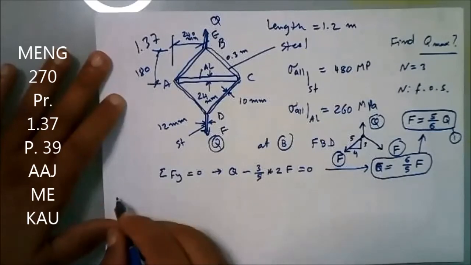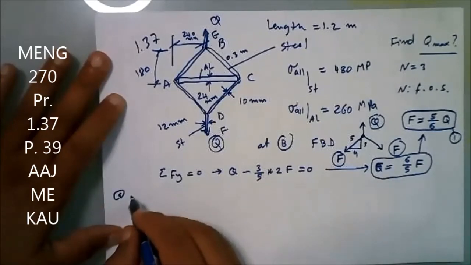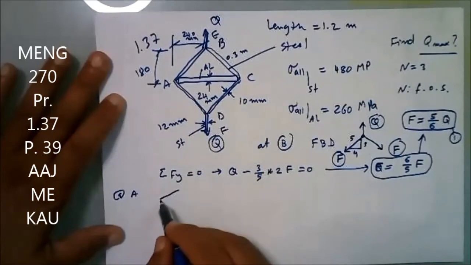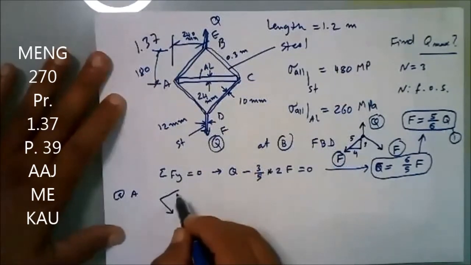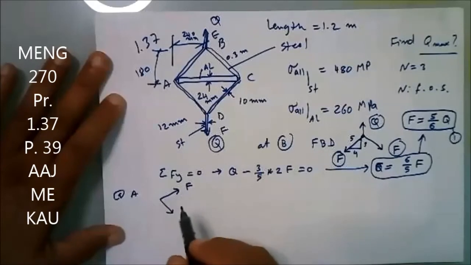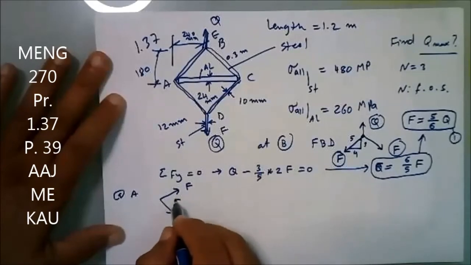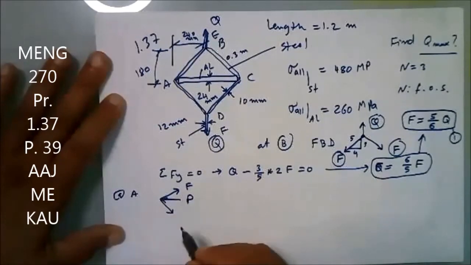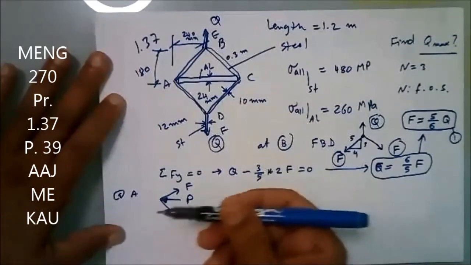So let's now look at point A. At point A, we have the following forces. We have again forces F here, and we have a force that is in this direction. Let's call this force P. Okay, can someone tell me why this force has to be in this direction?